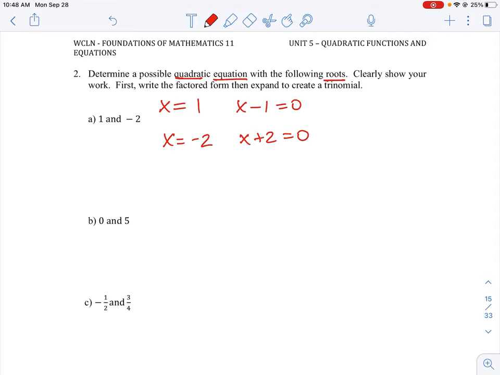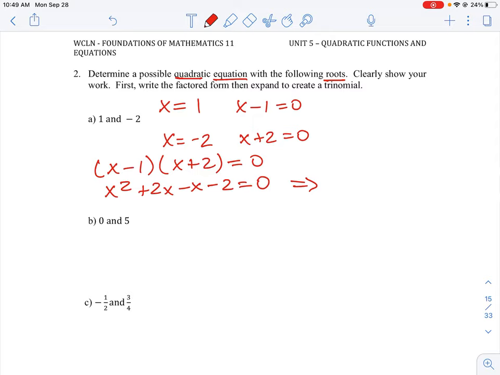So right away, we now have the two factors here that when we multiply them together will give us the original quadratic expression. So the expression is simply going to be x minus 1 times x plus 2 is equal to 0. And then we would expand the terms to be x squared plus 2x minus x minus 2 is equal to 0. And then simply gather like terms. So I'm just going to push this over to the side here. We're going to have x squared plus x minus 2 is equal to 0.